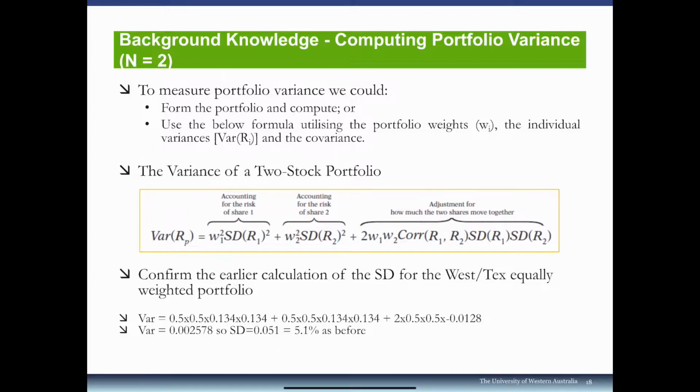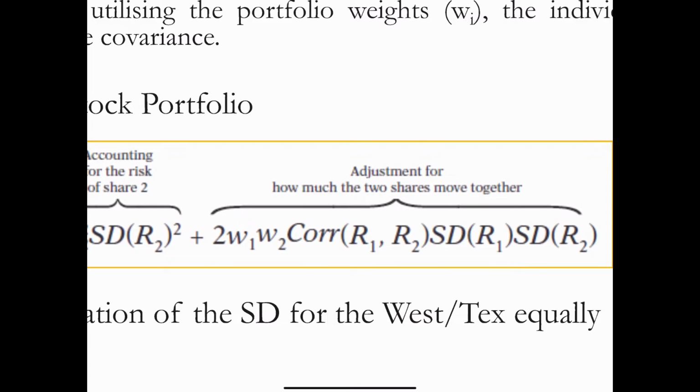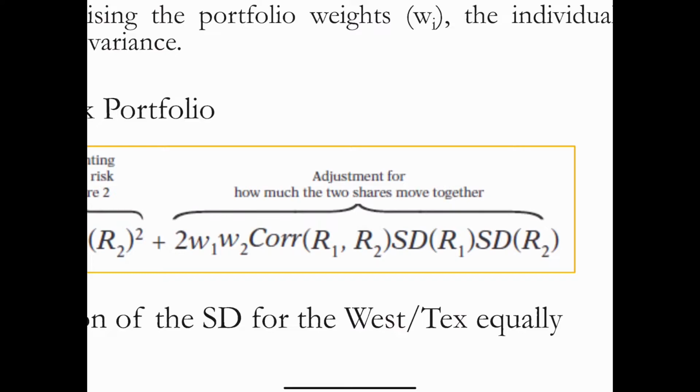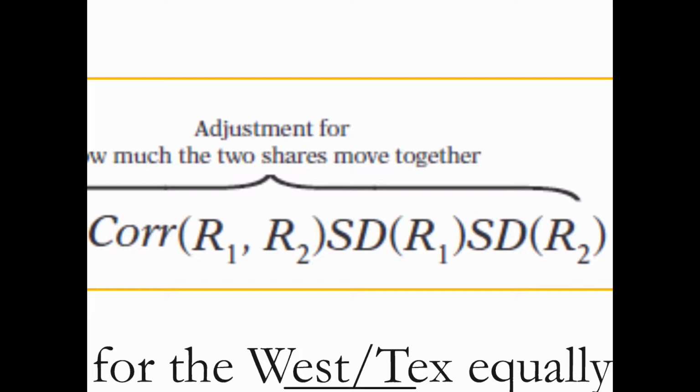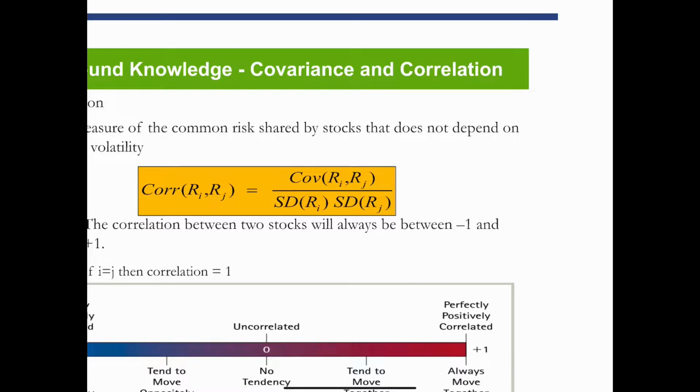There are two ways. But over here, if we know the standard deviation of individual stocks 1 and 2, and if we know the correlation between 1 and 2, then we can calculate the portfolio variance using this formula: W1 squared, the weight of the first stock squared, times the variance of the first stock, plus the weight of the second stock squared times the variance of stock 2, plus 2 times weight 1, weight 2, times the correlation times standard deviation of R1 times standard deviation of R2. Some of you may know that this term, correlation times standard deviation times standard deviation, is the same as covariance, right? Because that's just how we define it. If you rearrange the formula, covariance equals correlation times the two standard deviations.